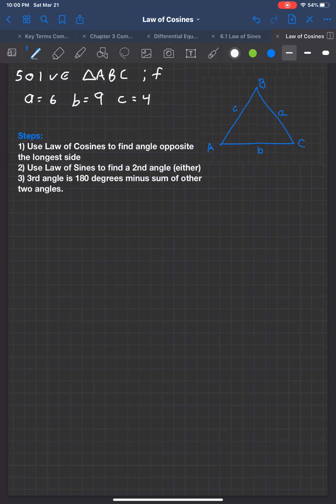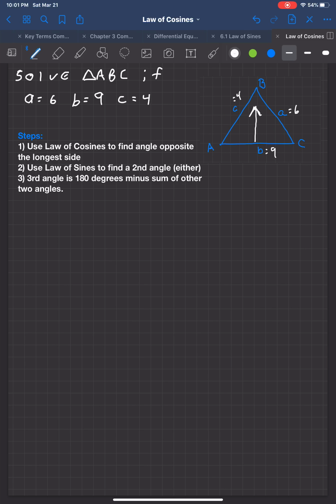So let's look at a scenario where you're given three sides of a triangle. You're not given any angles. So C is 4, A is 6, and B is 9. Notice these steps that I've written here. This is what you want to follow: use the law of cosines to find the angle opposite the longest side. So B is the longest side.